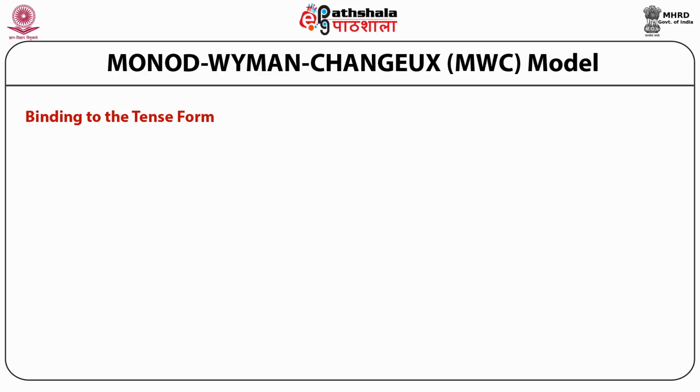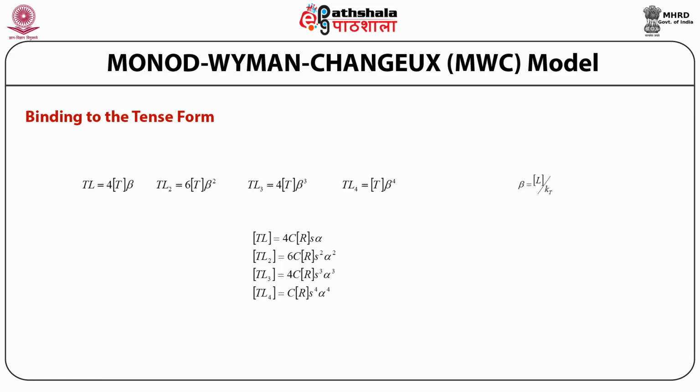Similar kinds of equations which we did with the relaxed form, we can also do for the tense form, where TL is equal to 4T into beta. Now you see, we just converted alpha into beta. Beta here is given by L by KT, where KT is the dissociation constant with the tense form. So TL can be written as 4T beta, TL2 can be written as 6T beta squared, TL3 as 4T beta cubed, and TL4 is T into beta to the 4.